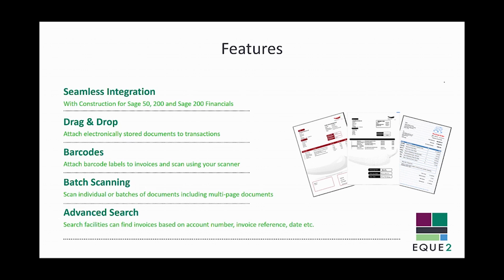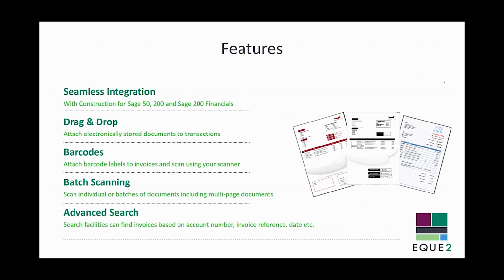And as I mentioned, you can search for any documents if you need to. If you need to view those documents at a later date, you can search by any information that you can record on an invoice. That could be the supplier reference, the invoice number, the internal reference number, the invoice date, etc. So there are advanced search functionality tools in there also.